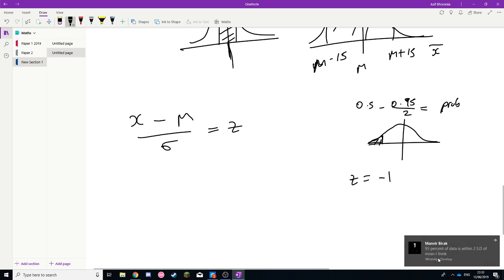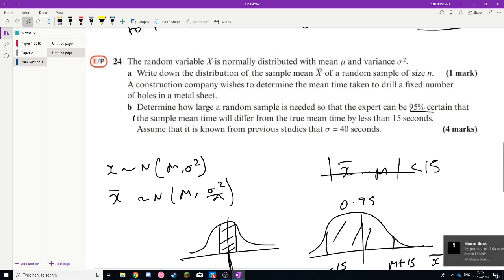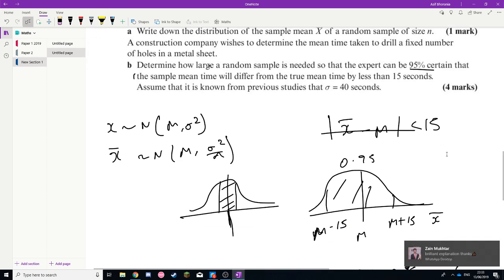Ah, is it? You're right, you're right. So there is a quicker way to do this. Oh, yeah, I don't know what you're on about. Oh, you're talking about something else.